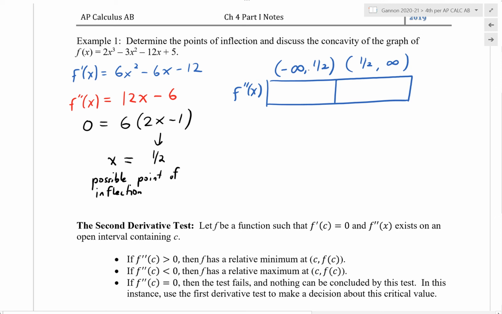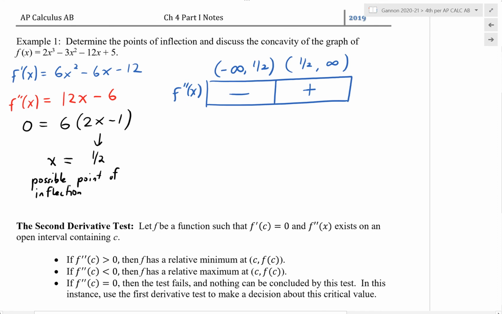So, 0 is one of those values from negative infinity to 1/2. 2 times 0 would be 0, 0 minus 1 is negative 1. Therefore, you're going to have a second derivative that is negative at that point. If we plug in a number greater than 1/2, let's say 1, 2 times 1 is 2, minus 1 is 1. Positive 1 times 6 is positive 6, so the second derivative is going to be positive at that point. So that now tells us that 1/2 is a point of inflection. So there is a point of inflection when x equals 1/2. We can abbreviate that as PI.